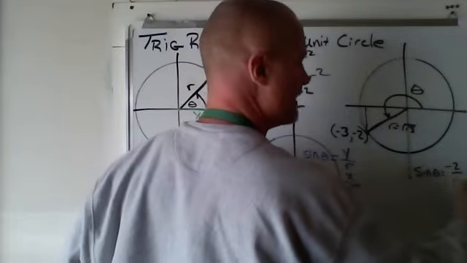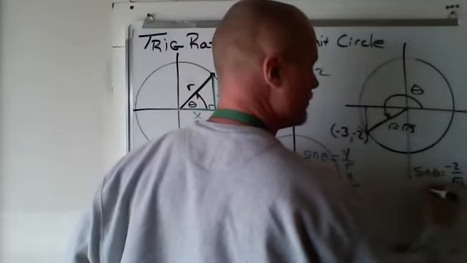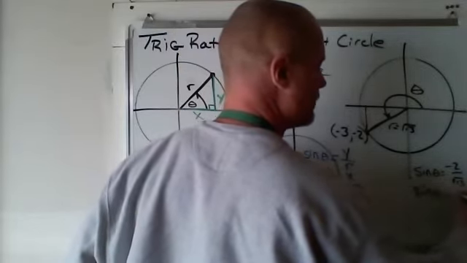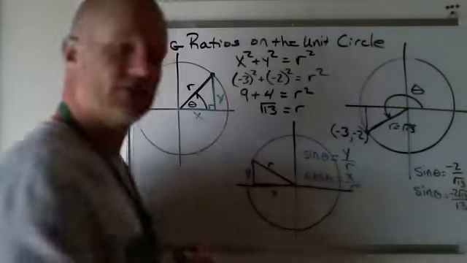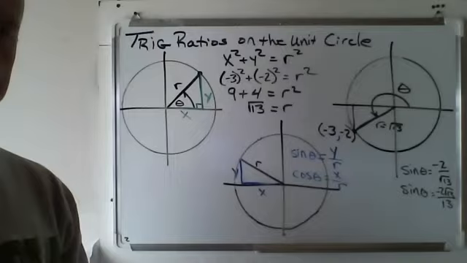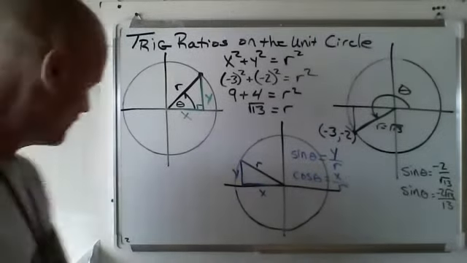So the sine is -2 over the square root of 13. So the sine of theta is equal to -2 square root of 13 over 13. I wonder if you can see that. Yeah, I kind of barely. Let me slide you over a little bit. There we go. Okay.